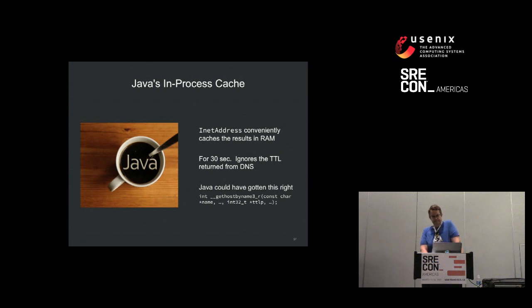So, what about Java? The InetAddress class conveniently caches the results of lookups for you in RAM, in process, for 30 seconds, exactly. There may have been a TTL that the DNS server gave you, whatever, Java doesn't care. So the annoying thing is there is actually an API in sufficiently recent versions of glibc, 2.8 and above, called gethostbyname3_r, which will tell you the TTL. It's obscure, there isn't a man page for it, but it's there.